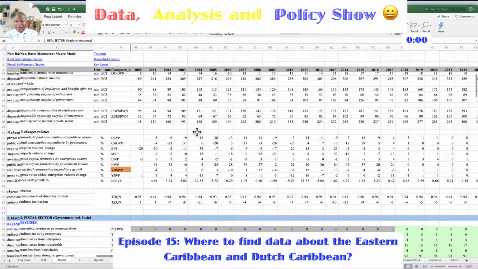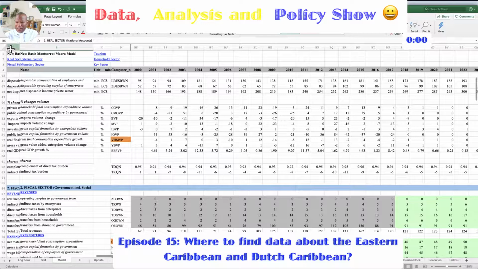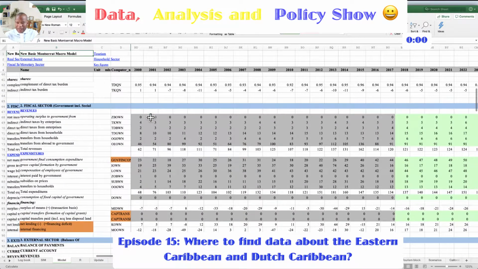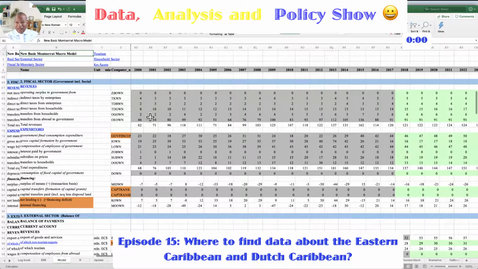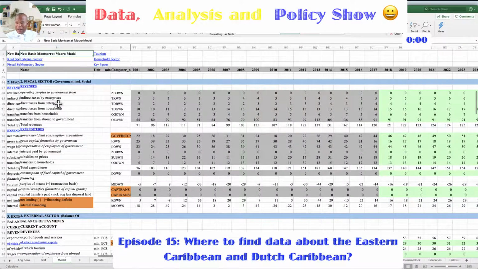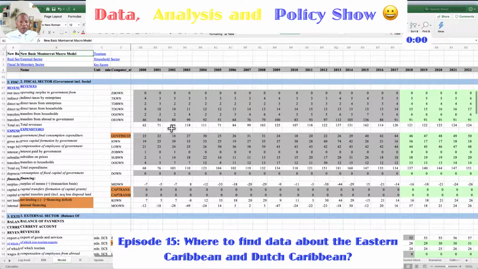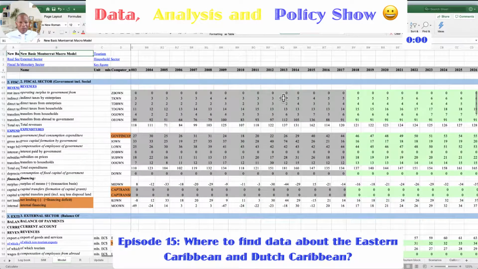So this is Montserrat. For sure we are in Montserrat because this is the new basic model, Montserrat. And I call it a macro model, but an investment model is the same. So let's look at the figures. How is the government doing in Montserrat? Here you see the revenues and expenditures in Montserrat for the last 17 years.